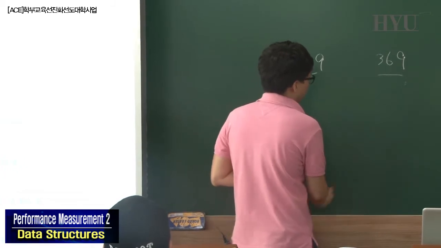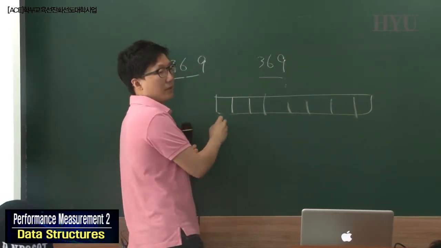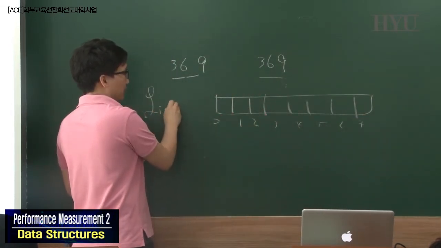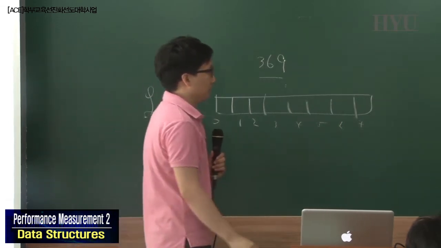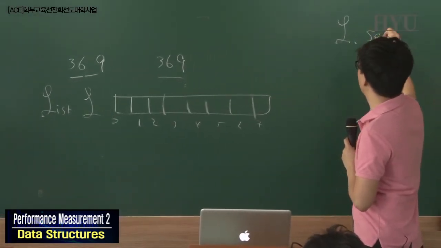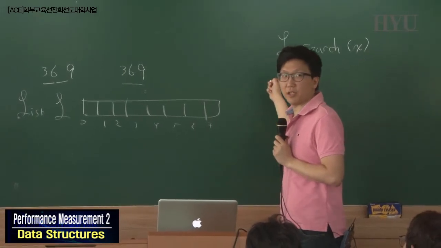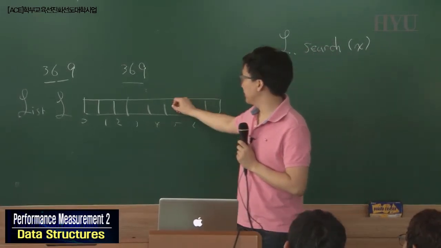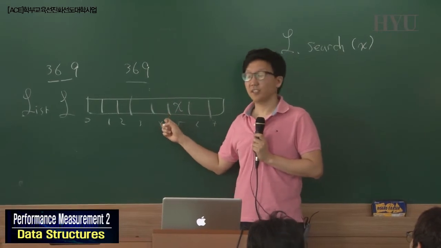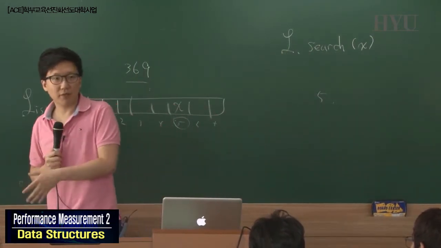How do I write a list? The typical way of indexing is 0, 1, 2, 3, 4, 5, 6, 7. Let's say this is list L. If I want to write something like L dot search X, what is it returning? Maybe X is in here. They search through the list, and when they find X, they return the index 5. So the returned value will be 5. They define the operations they'd like to have.